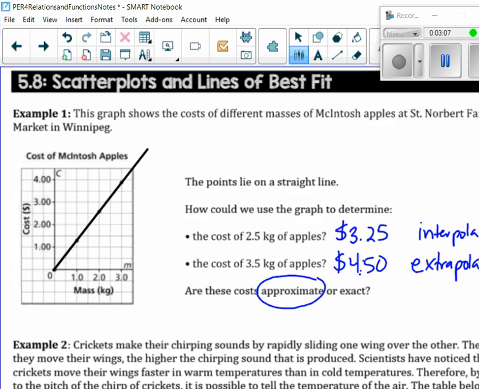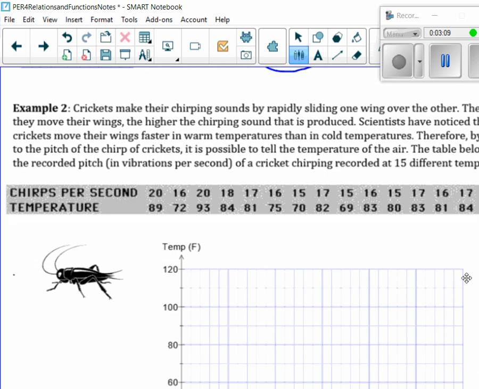Okay, let's go to example 2. Crickets make chirping noises by rapidly sliding one wing over the other. Did you know that's how they make their noise? Some say no, some say yeah. The faster they move their wings, the higher the chirping sound that's produced. Scientists have noticed that crickets move their wings faster in warm temperatures than in cold temperatures. Therefore, by listening to the pitch of the chirp of the crickets, it's possible to tell the temperature of the air. Who knew?